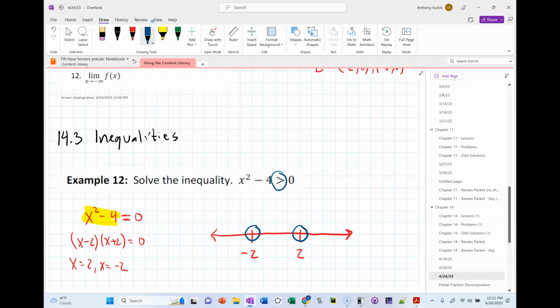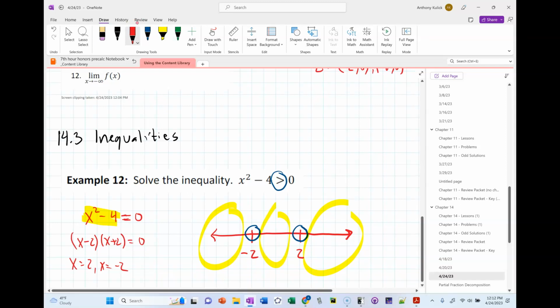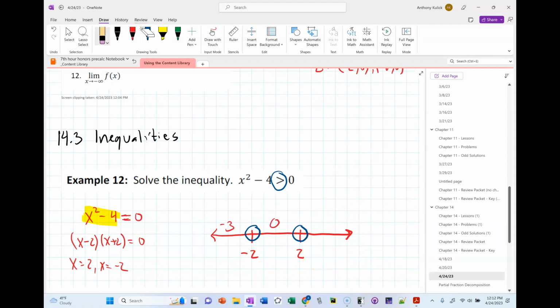So I'm going to use an open circle, just like when I graphed inequalities way back when, just to remind myself that those are not part of the solution set. Everybody's cool so far? Then I'm going to pick a test value inside each of these 3 intervals that I've created. I have an interval here, here, and here. So I'm going to pick a value that's less than -2, so maybe -3. A value that's between -2 and 2, well, how about 0? And a value that's bigger than 2, how about 3?